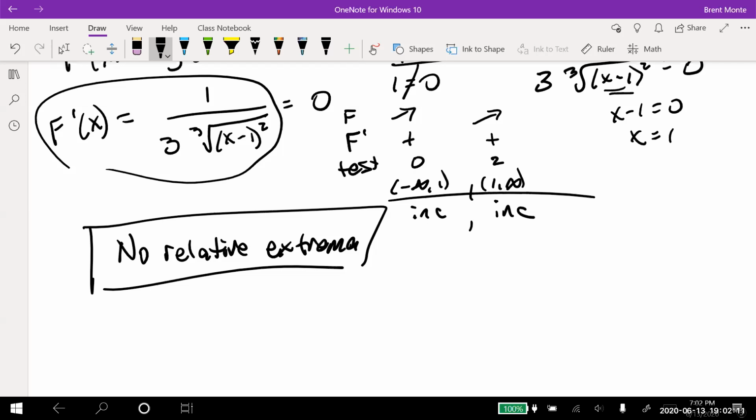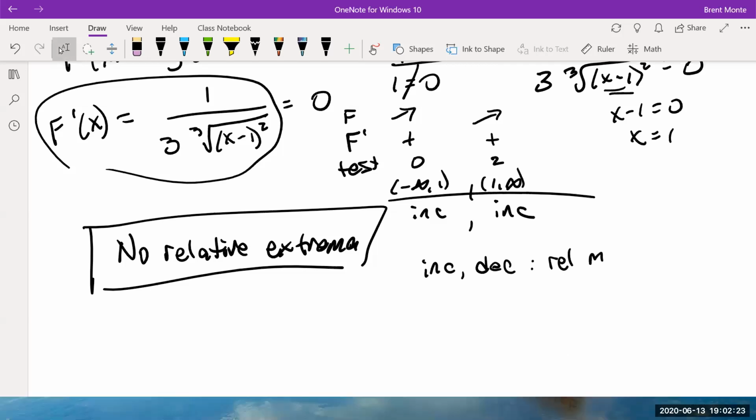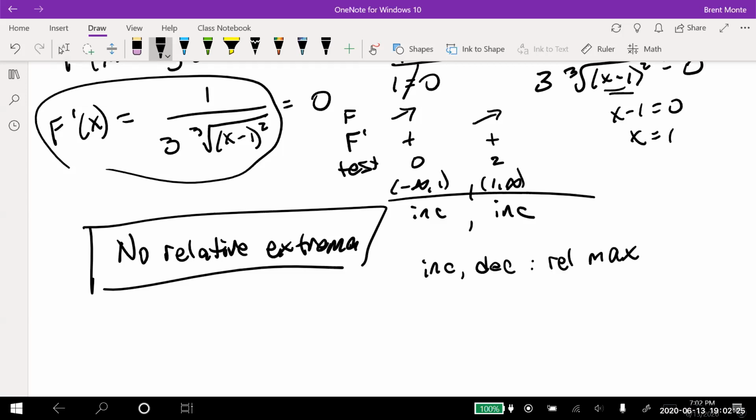You think about what you're going to have. You're going to have a maximum if it increases and then decreases. So if you go increase and then decrease, you have a relative max. If you go decrease and then increase, you have a relative min. And don't memorize, think about what's happening. Increase and then decrease. Oh yeah, that's a max. Decrease and then increase. Oh yeah, that's a min.